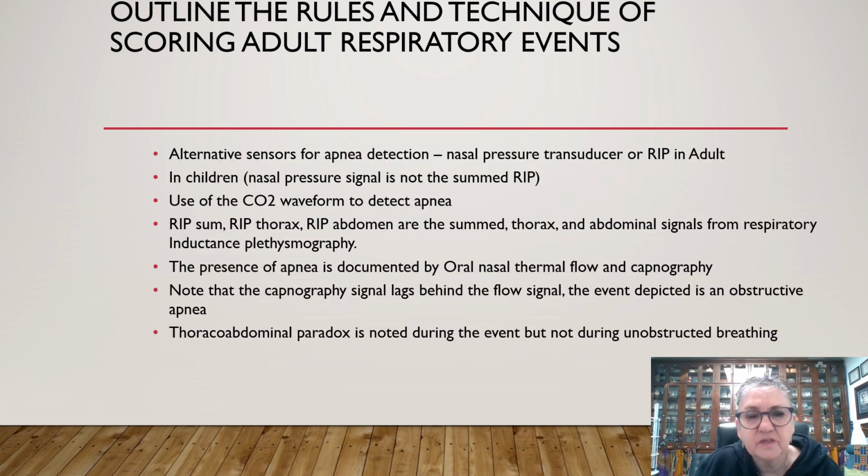Some of the other rules include alternative sensors for apnea detection, such as the nasal pressure transducer or the RIP sum in adults. In children, the nasal pressure signal is not the summed RIP. Use of the ETCO2 waveform to detect apnea. The RIP sum, RIP thorax, and RIP abdomen are the sum thorax and abdominal signals for respiratory inductance plethysmography.